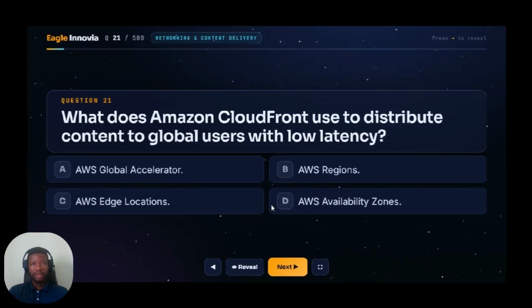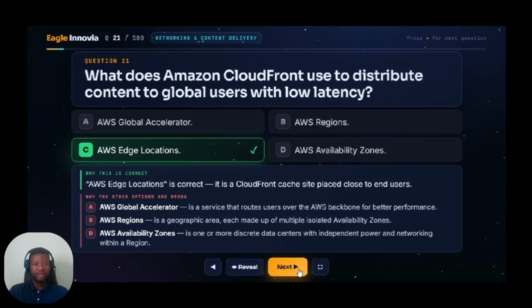Question number 21. What does Amazon CloudFront use to distribute content to global users with low latency? A. AWS Global Accelerator. B. AWS Regions. C. AWS Edge Location. D. AWS Availability Zone. The answer is C. AWS Edge Location. It is CloudFront's cache site that is placed close to end users to reduce latency.